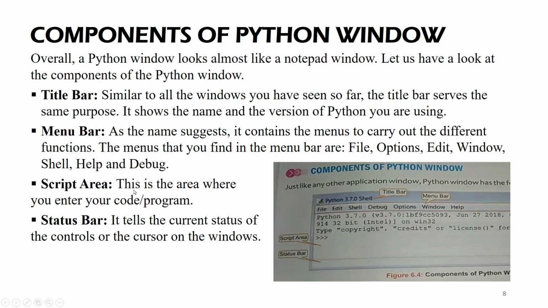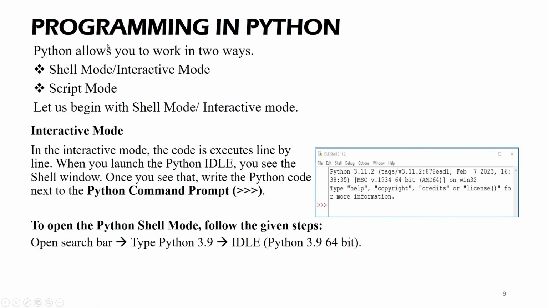The script area is the area where you enter your code, your program, or your instructions. The status bar tells the current status of the controls or the cursor of the window. Now come to programming in Python. How do we do programming?